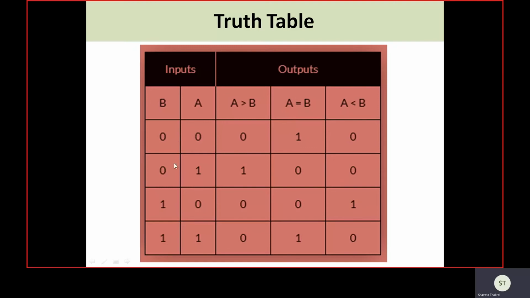If B is 0 and A is 1, then the decision is in favor of A greater than B. So this output line will be high and the rest of the two output lines will be low. If B is 1 and A is 0, then the decision will be in favor of A less than B, or we can say B is greater than A. So this output line will be high and these two output lines will be 0. And if B and A both are 1 1, then obviously A is equal to B, so the middle output line will be high and the rest two output lines will be low.